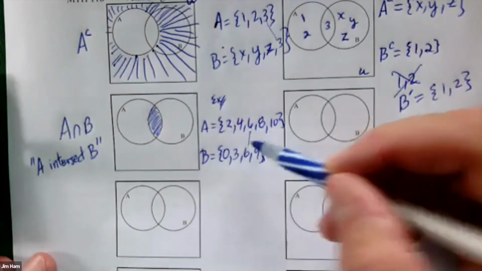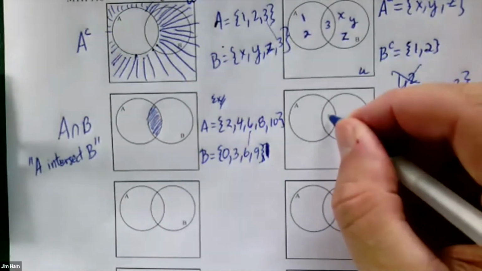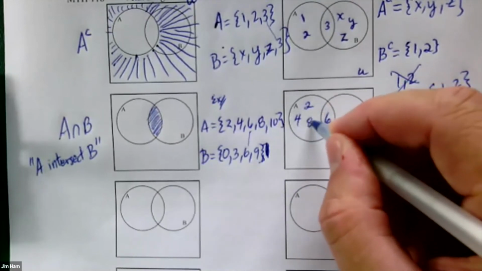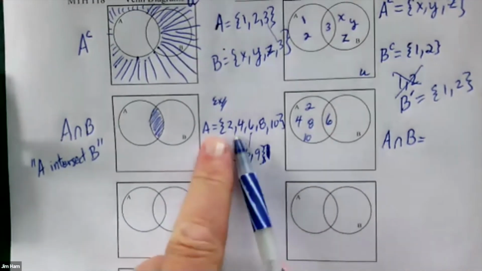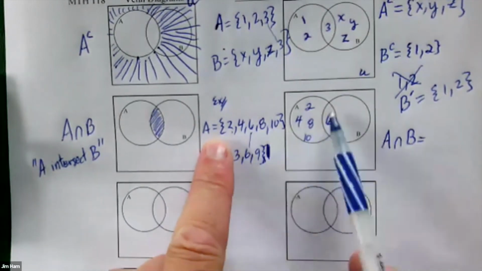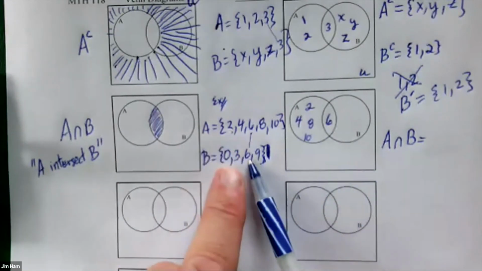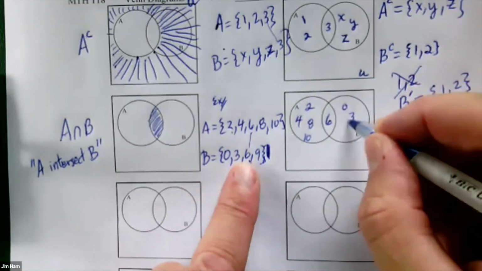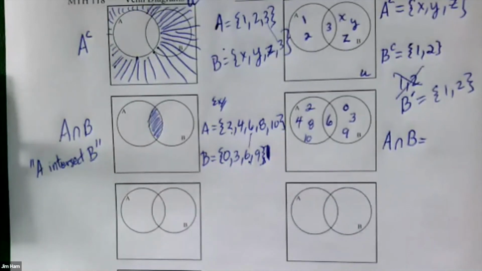All right, looks like they match on the 6. And that's it. So 6 goes in the middle. And then we have 2, 4, 8, and 10. Notice I didn't write 6 twice. But since A contains the elements 2, 4, 6, 8, 10, you have to have those 5 elements inside A. I put 6 in the intersection because I know 6 is also in B. But B also contains 0 and 3 and 9. So you have to look ahead and figure out what's in the intersection and then draw the sets accordingly.